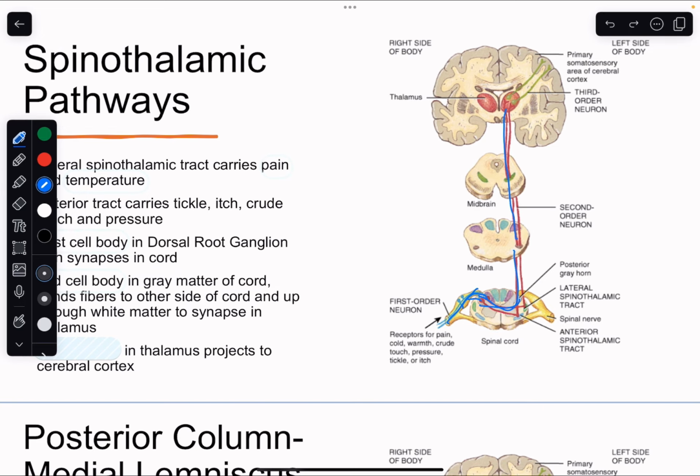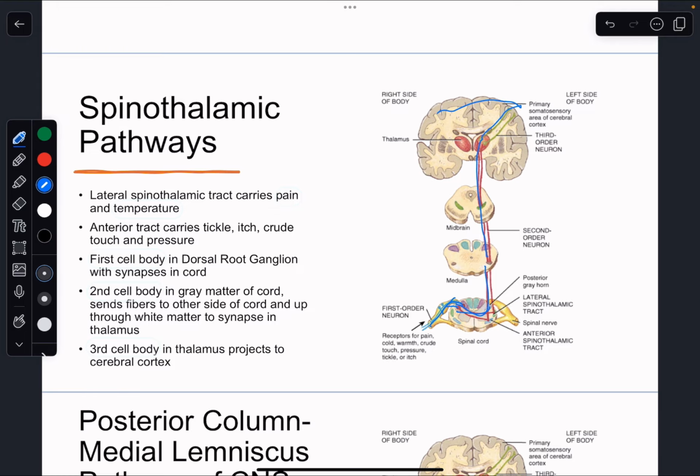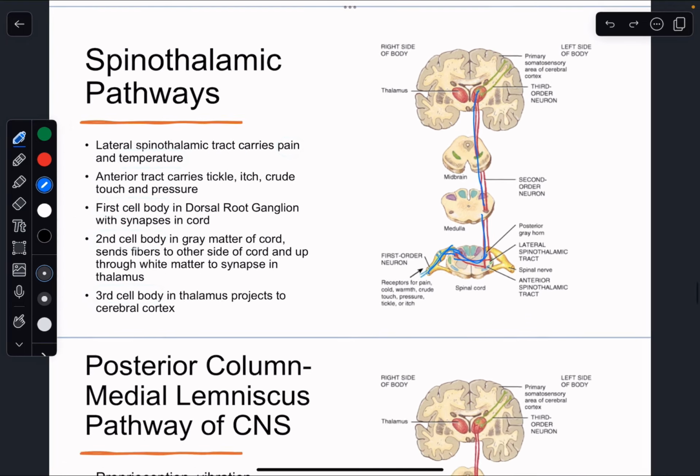Where's the second? I really can't explain this because I'm really going over this with you guys too. Just relax. But yeah. And then finally, the third cell body in the thalamus projects to the cerebral cortex. Okay, that sounds pretty cool. I think I got this now.